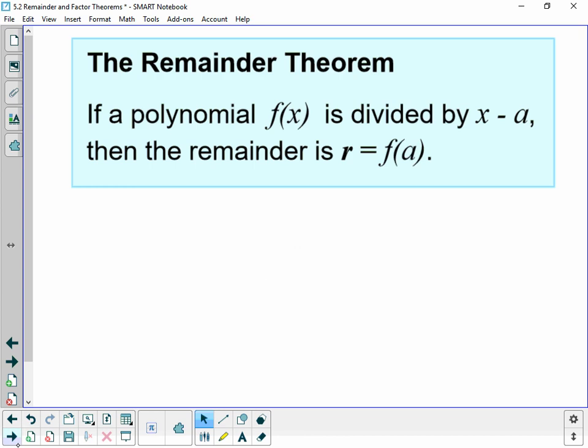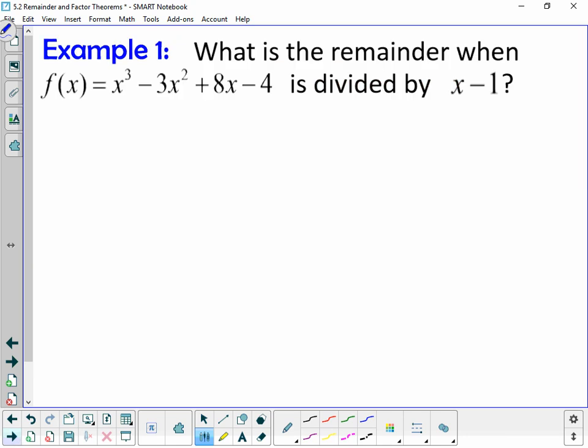And if you wanted to prove this theorem, you could. It would take a lot of math skills, but the theorem says that if a polynomial is divided by a linear factor like x minus a, then the remainder is going to be exactly the same as if we had substituted that 0 into the function. So it's called the remainder theorem. So let's try to use the remainder theorem to answer this question.